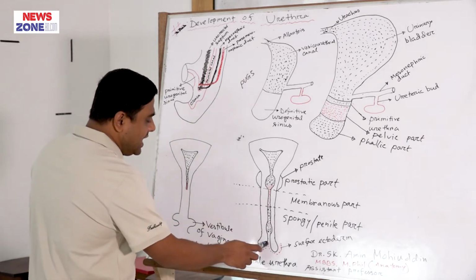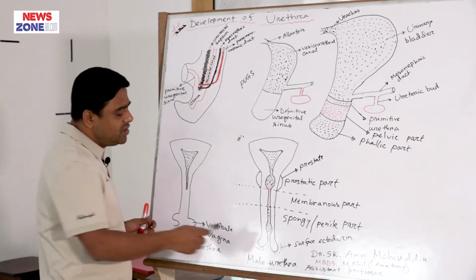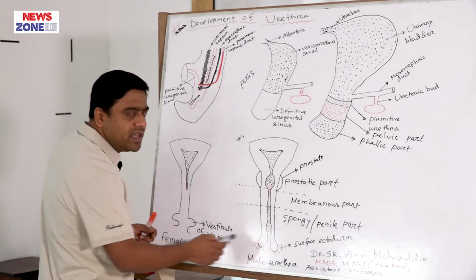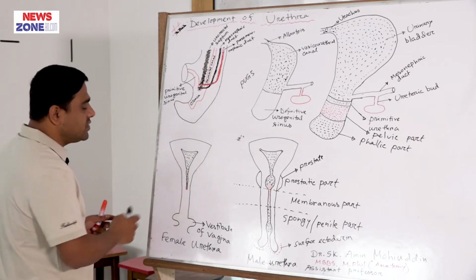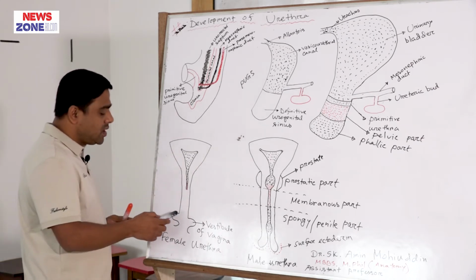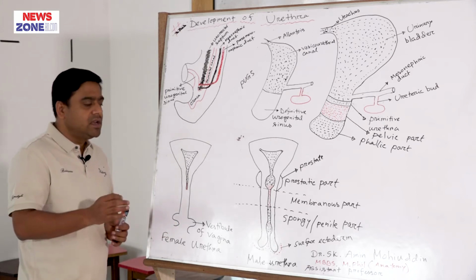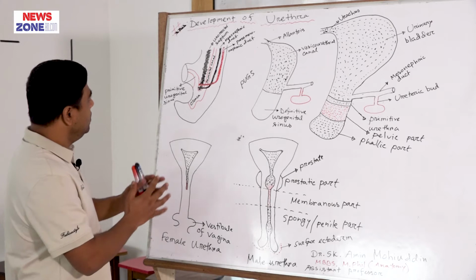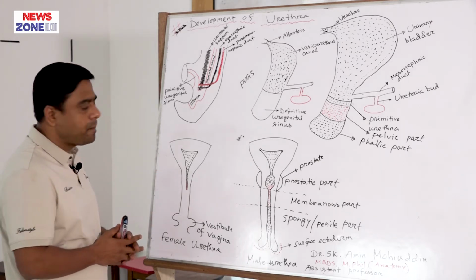The male external urethral orifice opens into the tip of the glans penis, but female external urethral orifice opens into the vestibule of the vagina close to the vaginal orifice. Now, we are starting on development of urethra.